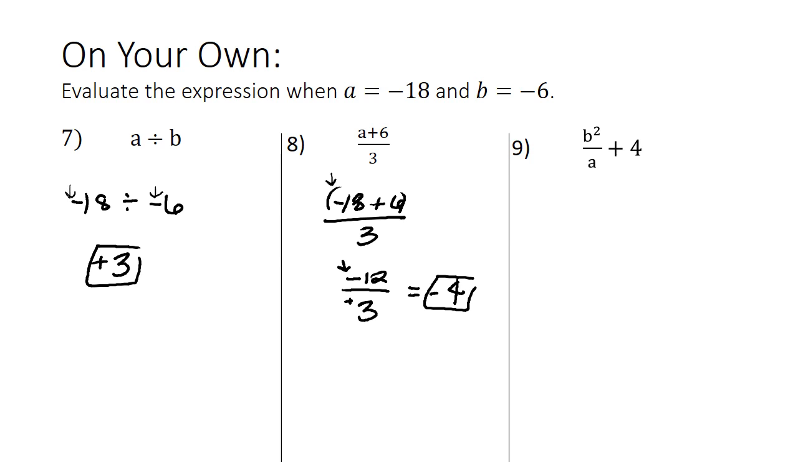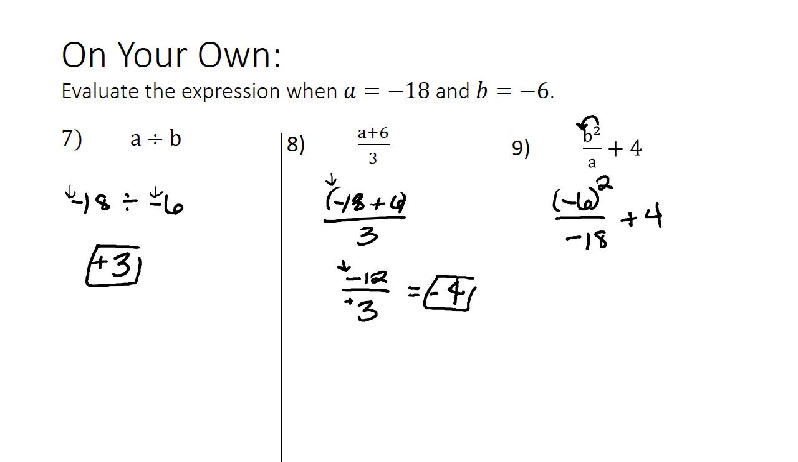On this last one here, we have 9. And so our expression for number 9 is going to be b squared divided by a, plus 4. So we need to make sure that we're plugging in the numbers that we have for b and a. So that's going to be negative 6, and this is also in parentheses squared because this 2 goes to all of b, and b is negative 6, so we need to make sure we take this and raise it to the second power. It's going to be over a, which is negative 18. And we're going to add 4 to this.